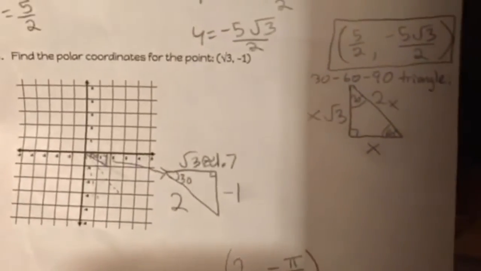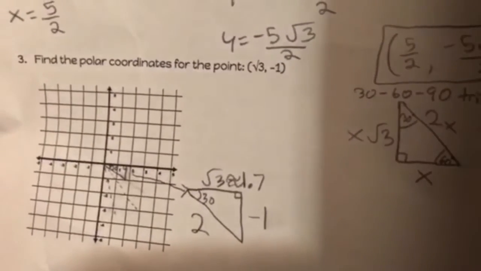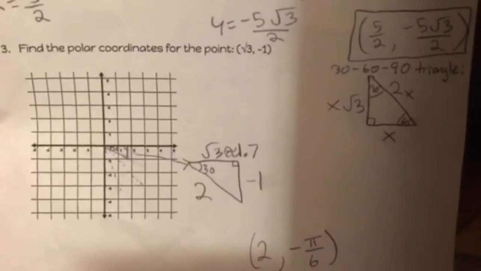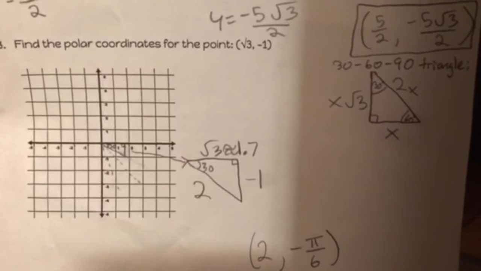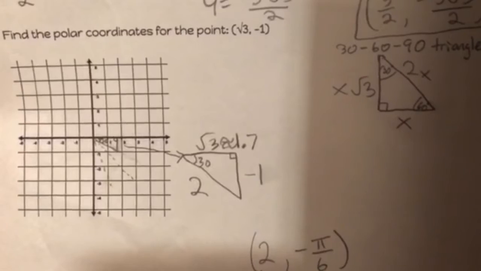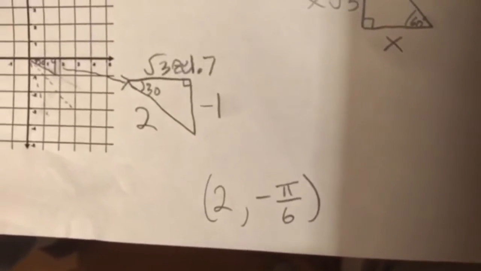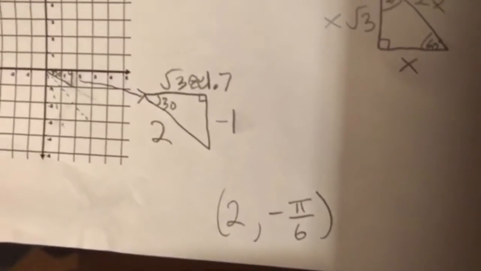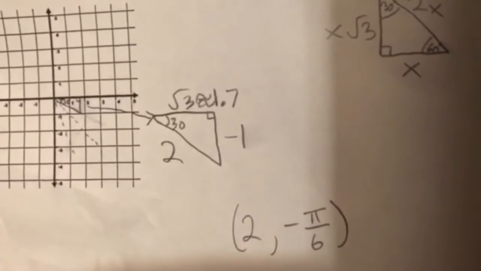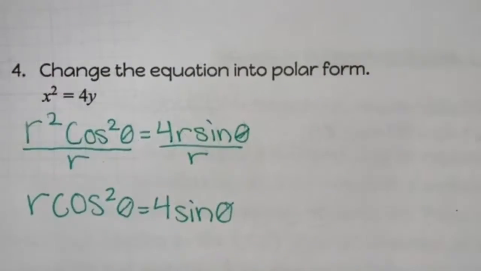So we go back to here. We know that we have to go to (root 3, negative 1). That's the 30 degree angle in quadrant 4, or negative 30 degrees. Then we can fill out the rest of our triangle: root 3 across from the 60, negative 1 across from the 30, and 2 across from the 90. So our final answer is (2, negative pi/6), because our radius is 2, the hypotenuse, and then we go out negative pi/6 from the x-axis into quadrant 4.